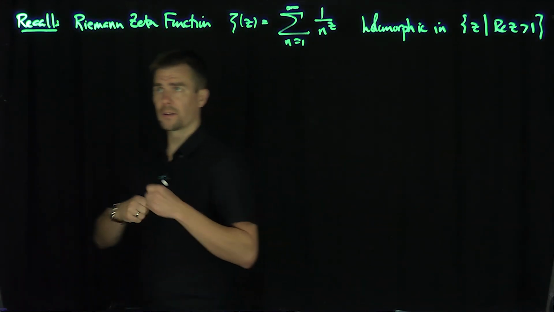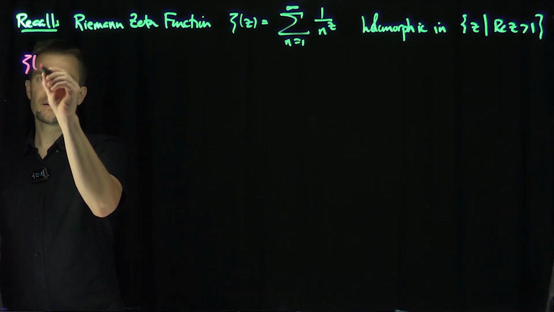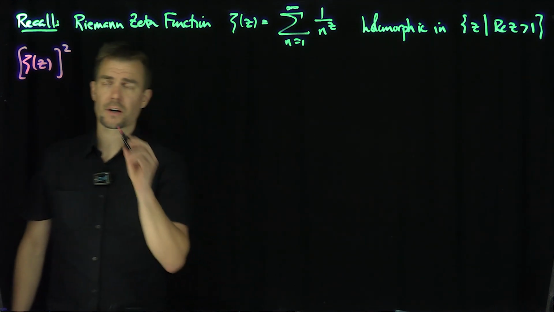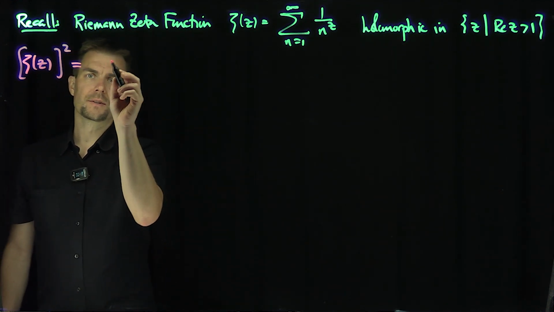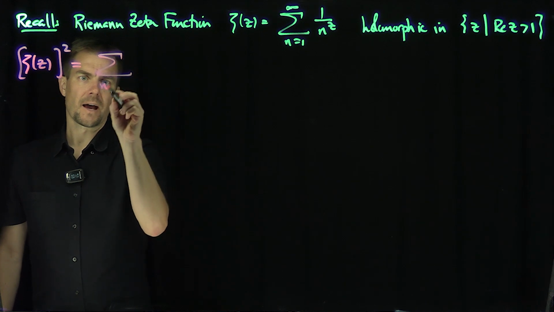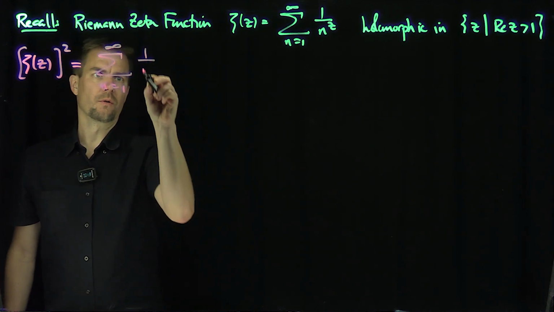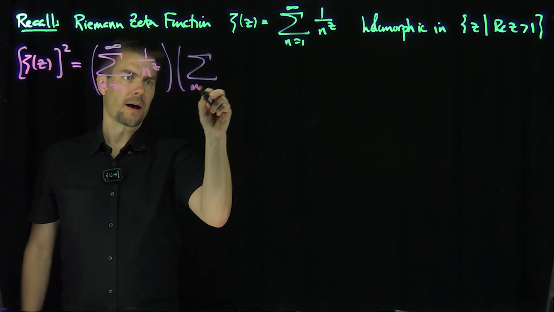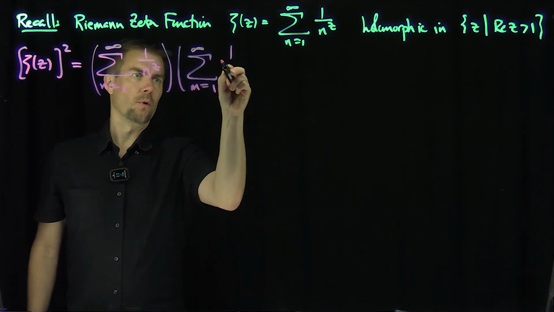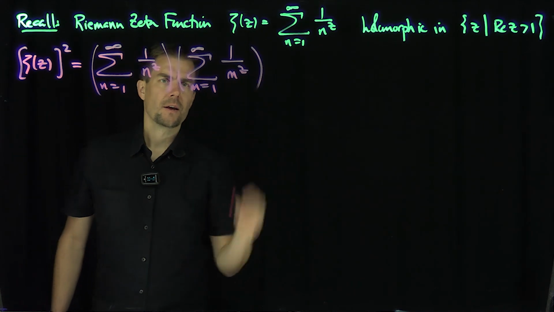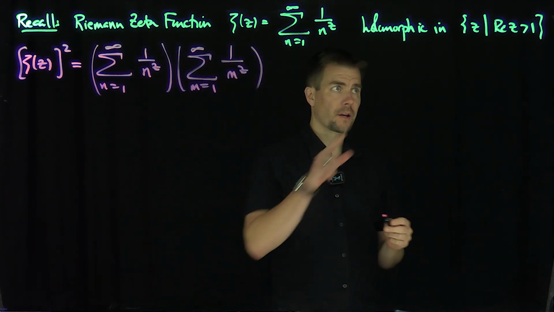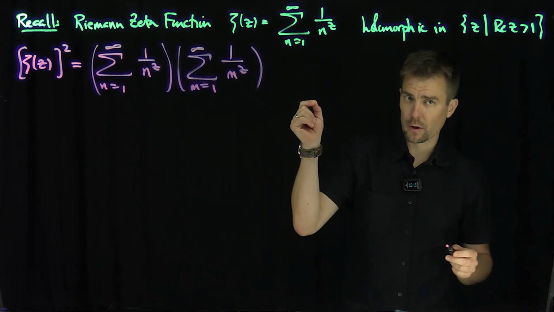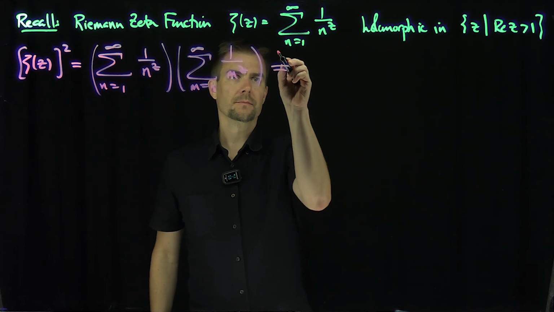So here's the first formal calculation. Let's look at zeta of z quantity squared. If I square the Riemann Zeta function, what's going to happen? This is going to be the sum, n goes from 1 to infinity, of 1 over n to the z. And then I have another identical copy of this, the sum m goes from 1 to infinity, of 1 over m to the z. If I assume that the real part of z is bigger than 1, both these series converge absolutely uniformly, so I can form their Cauchy product.